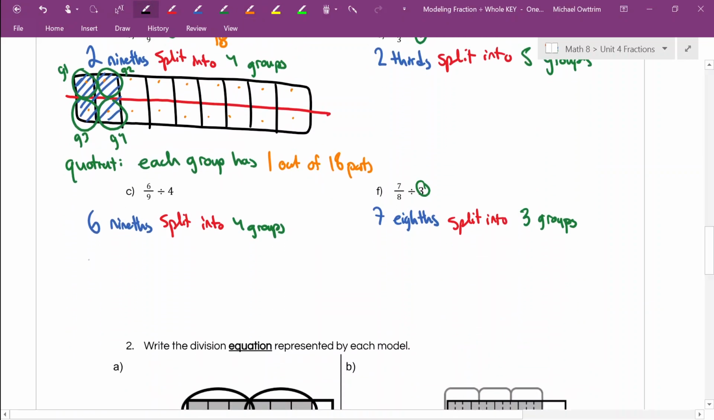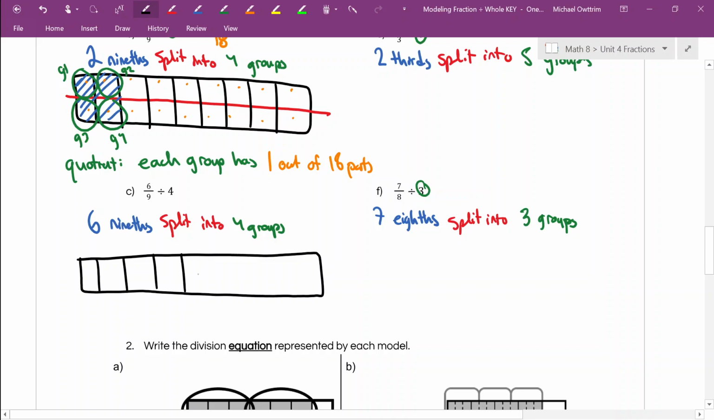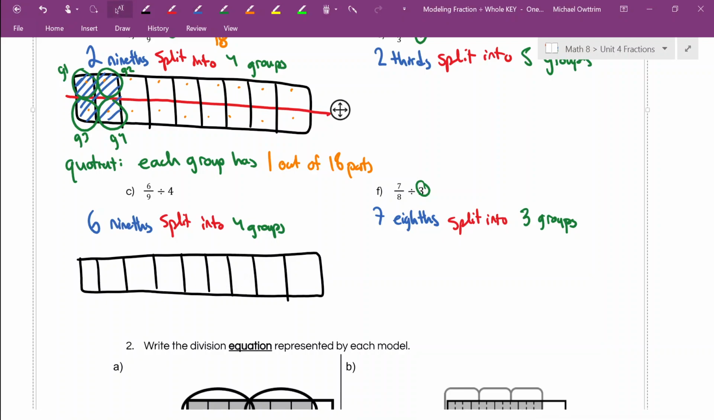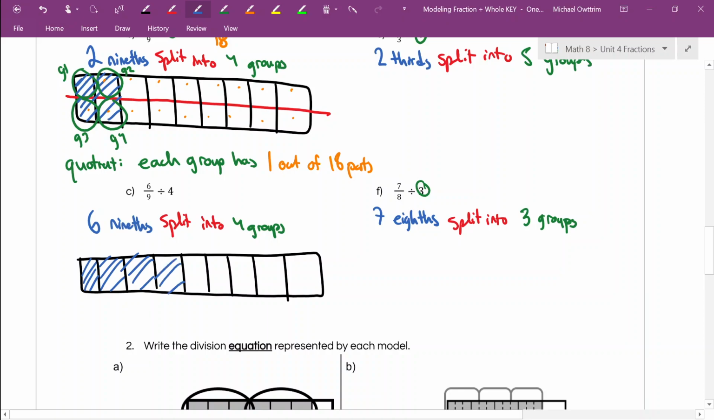In question C, we again need 9ths, so a very similar drawing from before. 3, 4, 5, 6, 7, 8 cut lines makes 9 parts. And we'll shade in 6 of those. So 1, 2, 3, 4, 5, 6 out of our 9. We again want to split that into 4 groups. Now, 6 parts can't be split into 4 groups.